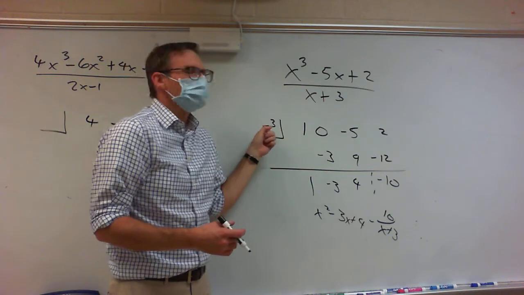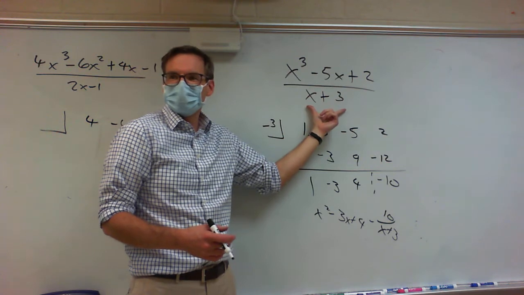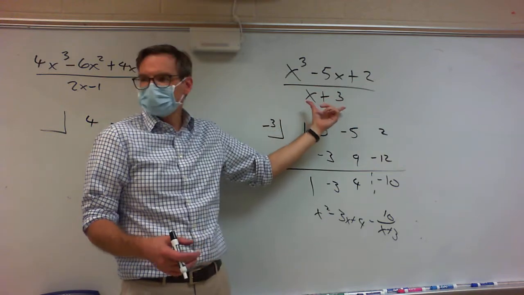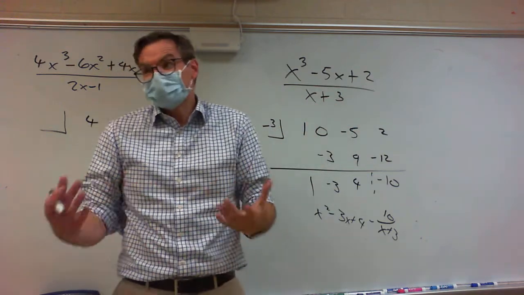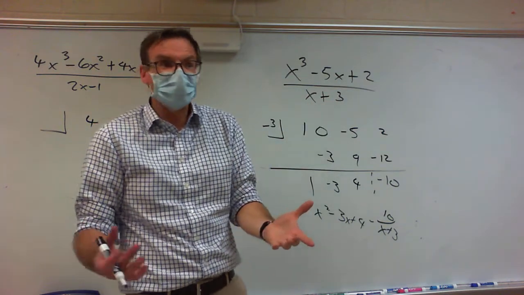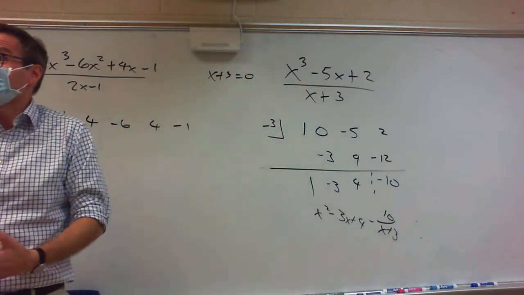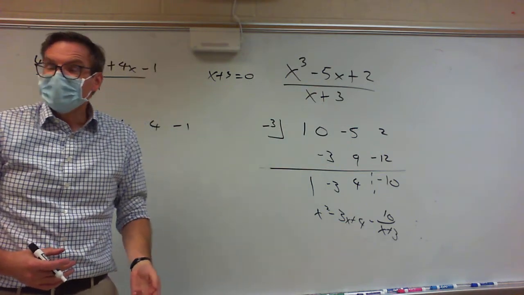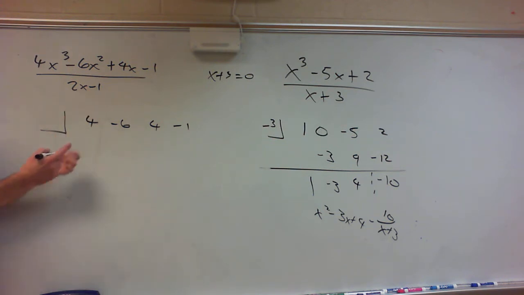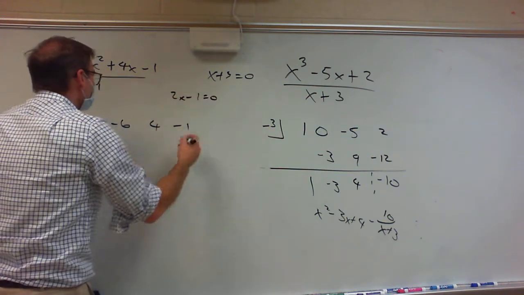The reason there's a -3 here is that -3 is what makes this 0. So when you're dividing by something, what you're interested in is what value of x makes this 0. How you find that out is actually really easy. In math, anytime you want something to equal 0, you literally just set it equal to 0. If I set x plus 3 equal to 0 and solve, that's what makes it 0, isn't it? So if I set 2x minus 1 equal to 0, then I get a 1/2.